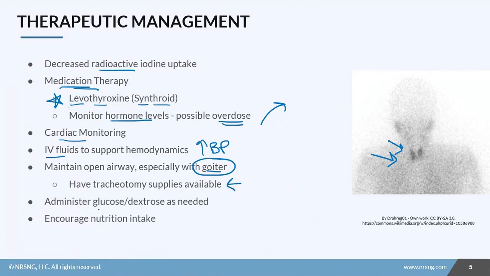With the hypoglycemia, we want to give glucose or dextrose as needed. And then, of course, we want to encourage good nutritional intake. I know it's really hard to encourage someone to eat more or eat better when they're gaining weight because their metabolism is so slow, but we need to educate them about how important good nutrition is and that they need to trust their medication and take their medication every day.